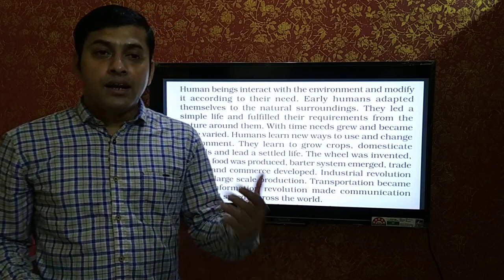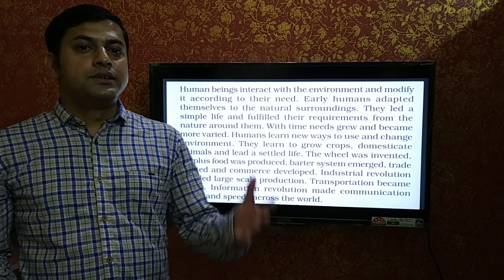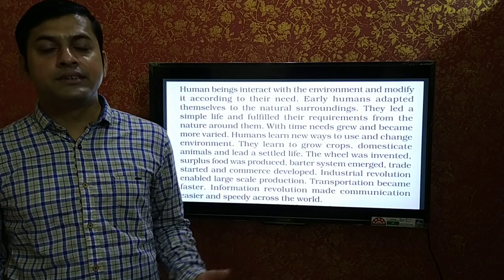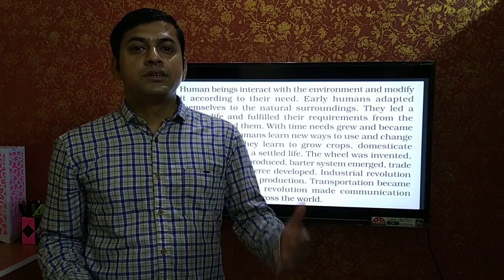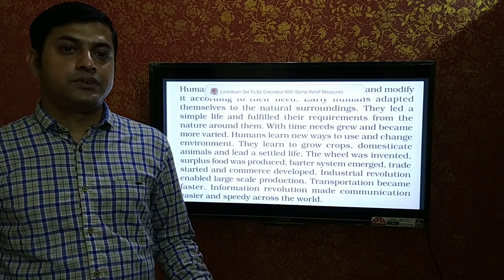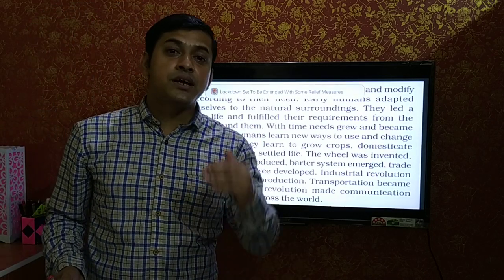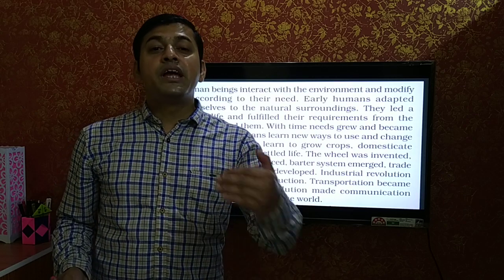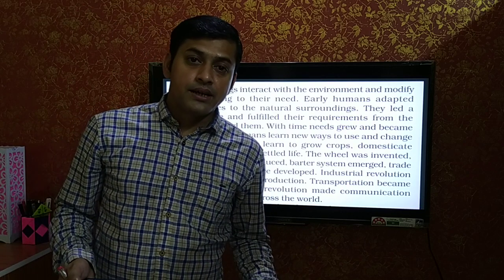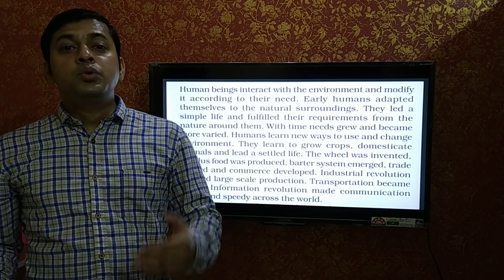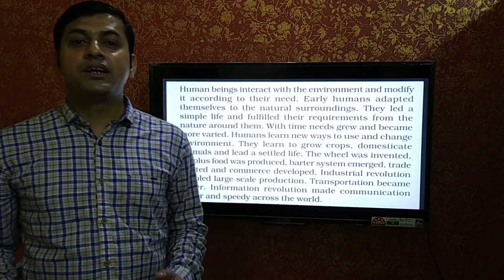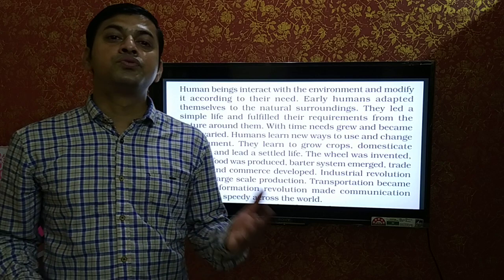When they learned to grow crops, they used to settle in one place. Now there was no need to go here and there to collect food or to hunt, because they had started to grow crops and live a settled life. Whatever surplus crops they had, they used to exchange with others. At that time, as money was not there, goods were exchanged for goods. This term is called the barter system, B-A-R-T-E-R, barter system, exchange of goods for goods.